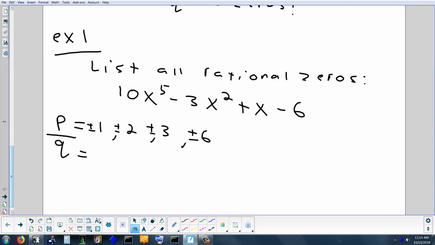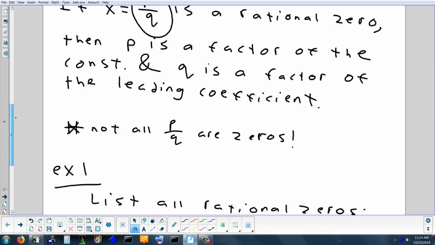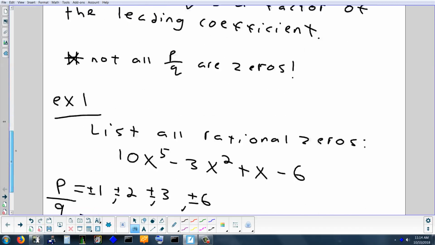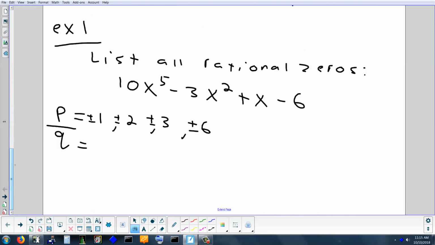Okay. The next thing is Q. That's the leading coefficient. Emily, what's my leading coefficient? 10. Yep. And what are all the numbers that go into 10? 1, 5, 2, 10. All right. So 1, 2, 5, 10. Anything else? Plus or minus. Yeah, it's always plus or minus.